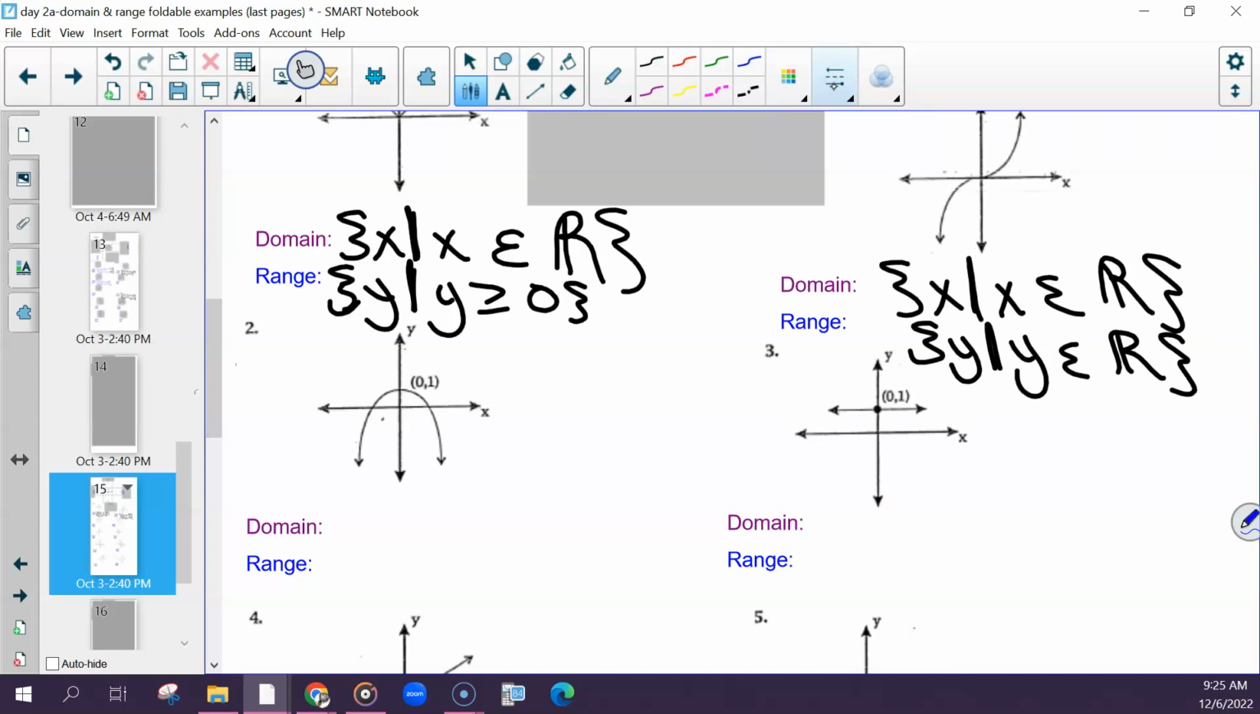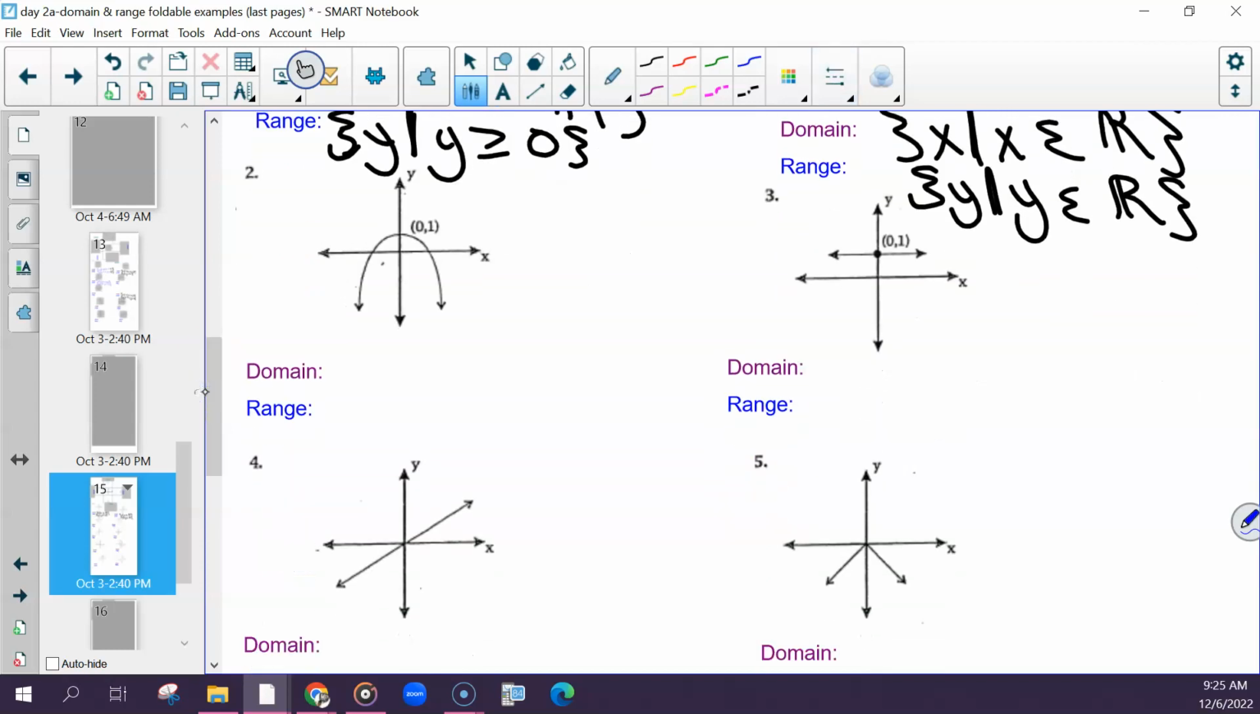Right, for our domain, what is our furthest point to the left? Notice, we don't know. It's going to keep going down and left forever and ever. What about our furthest point to the right? Otis? Same. So if it keeps going left and keeps going right forever and ever in both directions, it's all real numbers. And we would write it the same way. Curly brackets, x such that x is an element of all real numbers. Is how that's read, actually.